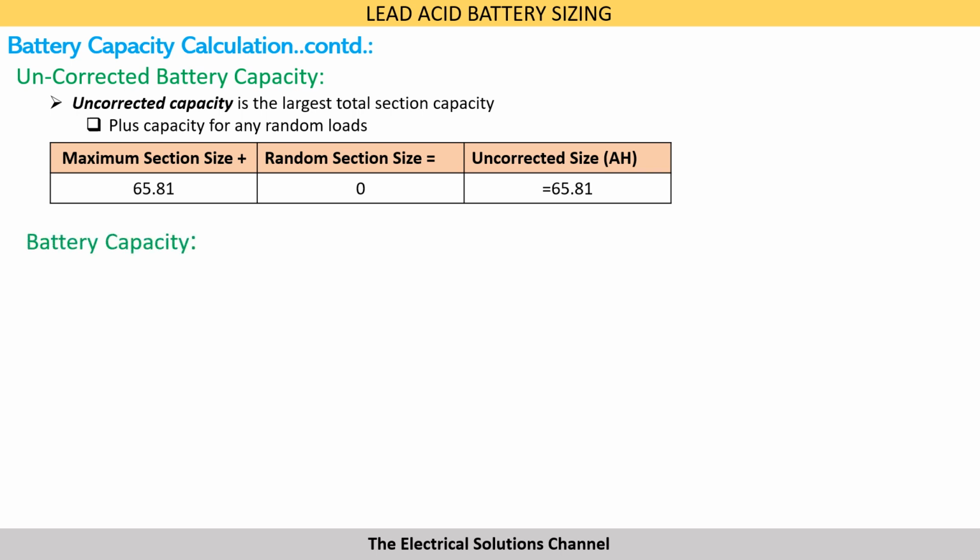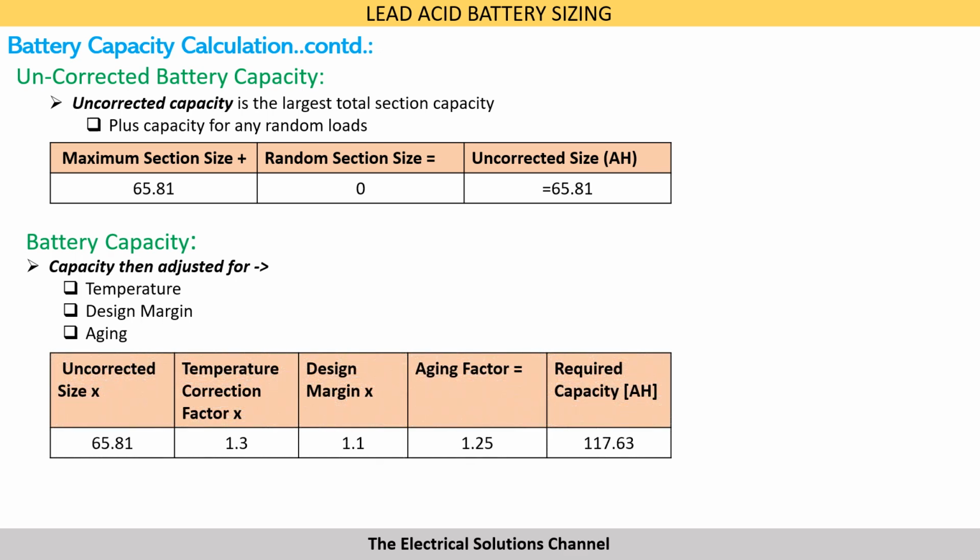We now need to adjust this uncorrected battery capacity with correction factors for temperature, design margin, and aging factor to arrive at the required battery ampere hour capacity. Therefore, the required capacity in our example is 65.81 into 1.3 for temperature correction factor into 1.1 as design margin into 1.25 as aging factor to arrive at a required capacity of 117.63. Our lead acid battery sizing is now complete.